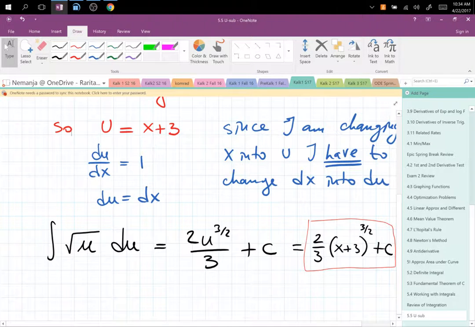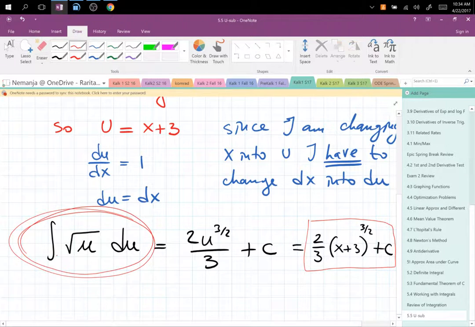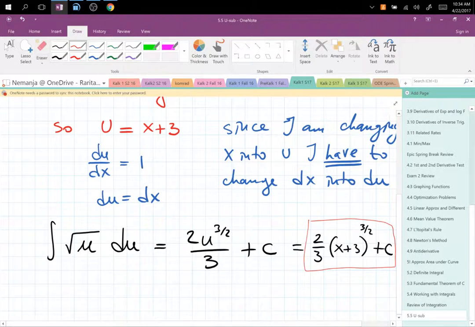And then you will get your integral in terms of variable u, which will further be calculated the same way as if it was in x. And then at the end, you will replace that new variable u with the variable that you were supposed to have in the first place, which is x plus 3. Do we all get this?